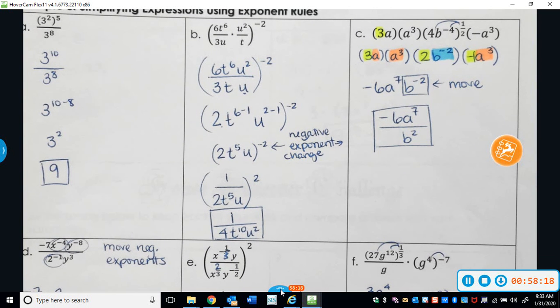So what are your questions for me about any of these practice problems? Anything that you're having trouble with?